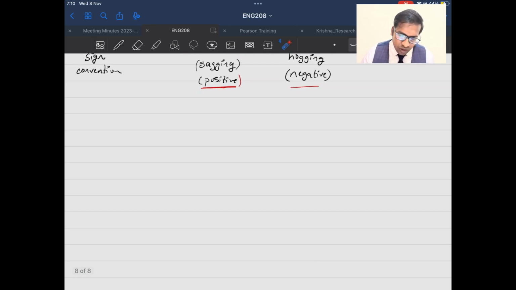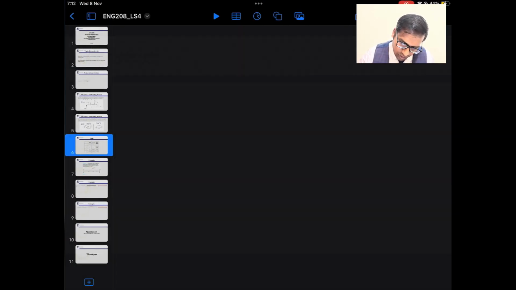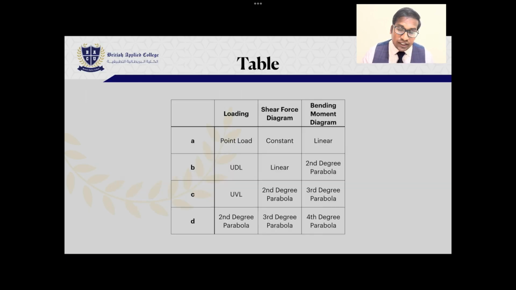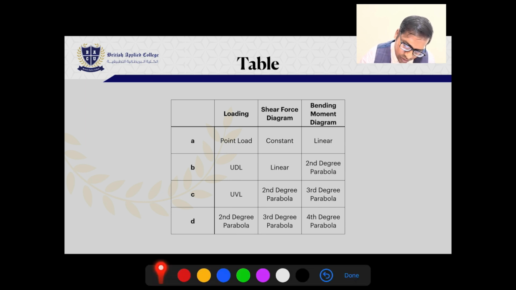Now I am going to show you a table. This is a table where you can see the type of load, which is connected to the shear force diagram and the bending moment diagram. Here this table shows the point load.